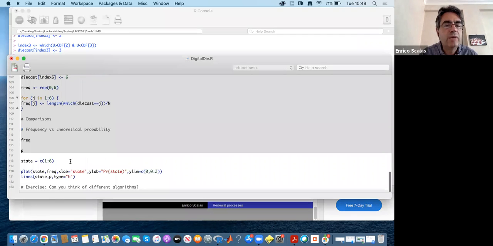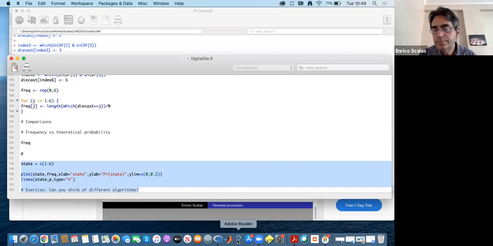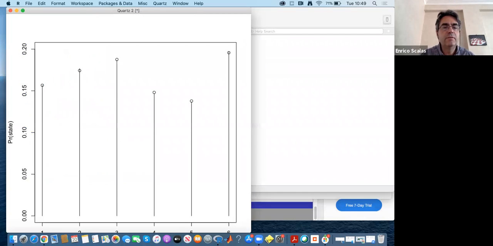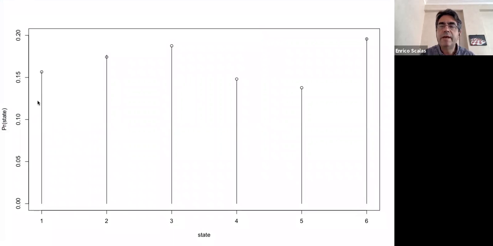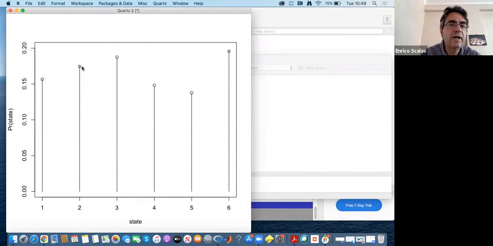We have still 1 minute, just to mention that you can also plot and go back to the console here. The frequencies. And now you see that I have to remember what is the theory and what is the Monte Carlo simulation. So the theory is these vertical lines, and the circles are the Monte Carlo simulation. And you see that there is a very nice match between the theory and the Monte Carlo simulation.